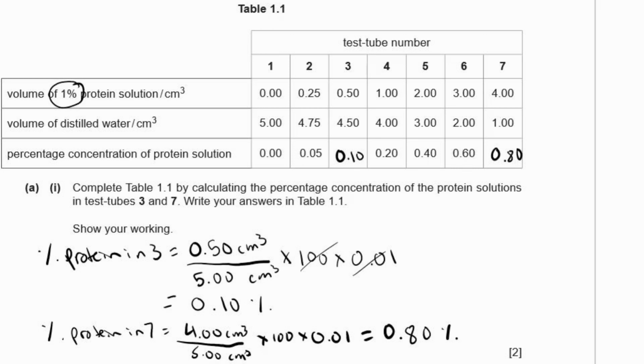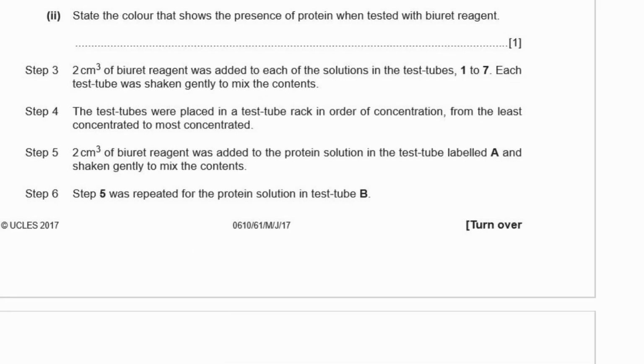All right, next. 2. State the color that shows the presence of protein when tested with Biuret reagent. Okay, that is lilac. You could also say purple or mauve or violet. Okay, those are pretty much lilac. But lilac isn't the word they like to hear. I don't know, they just think it sounds nicer, I guess.